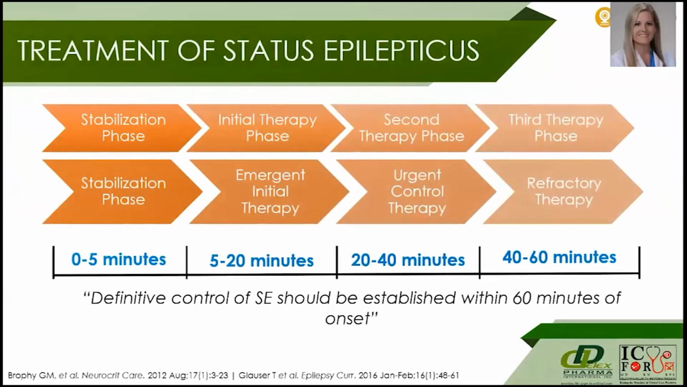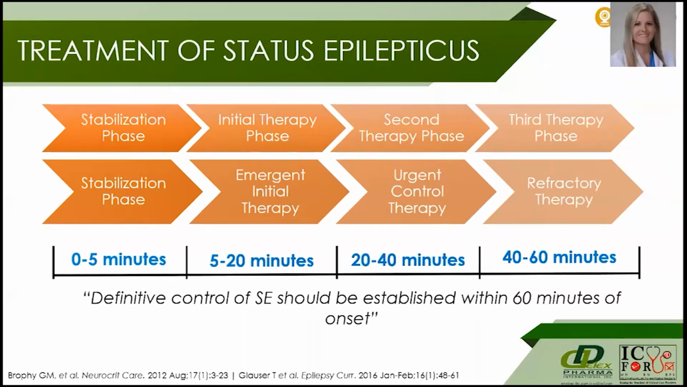It's important to note, since there are the two different societies that have guidelines, American Epilepsy Society and Neurocritical Care Society, the verbiage of what they call the different phases of status epilepticus are called different things, but they mean the same thing as far as timing. So the American Epilepsy Society's verbiage is on top and Neurocritical Care Society's is on the bottom.